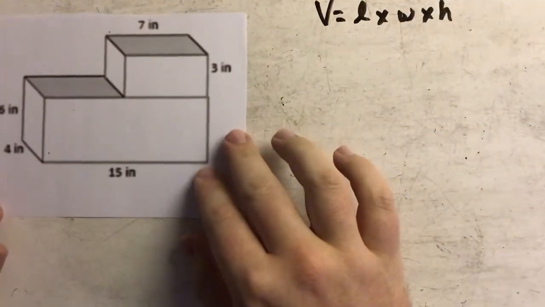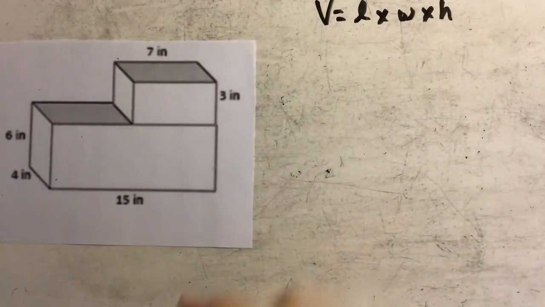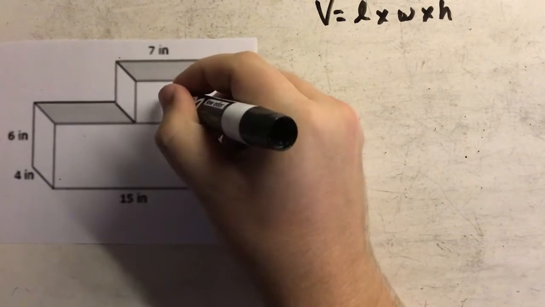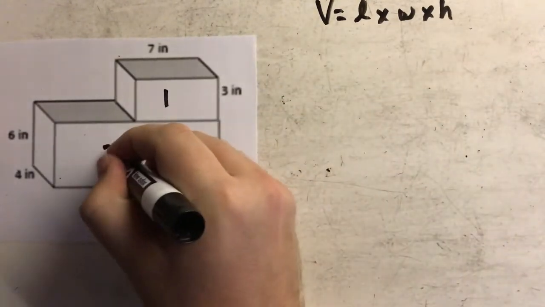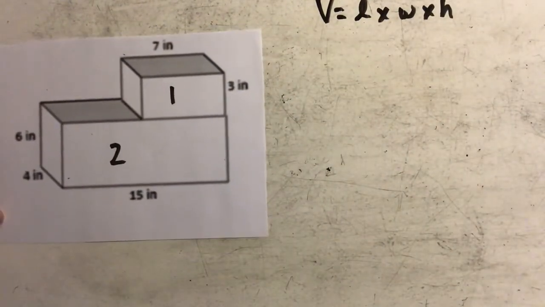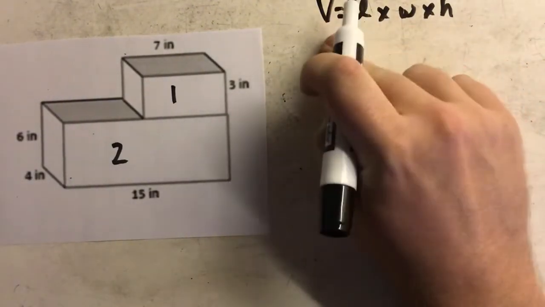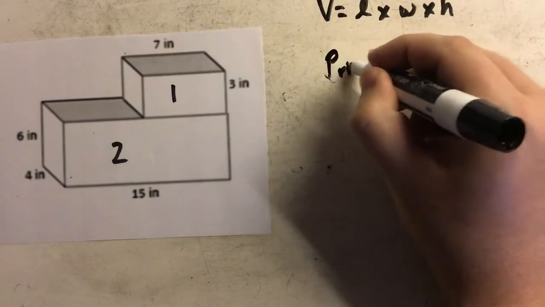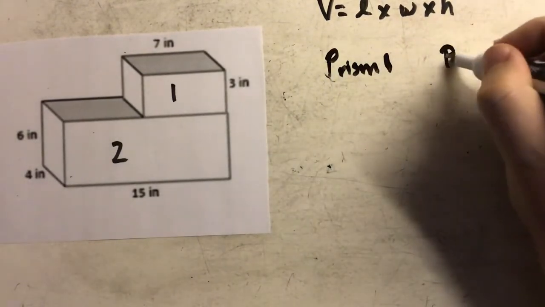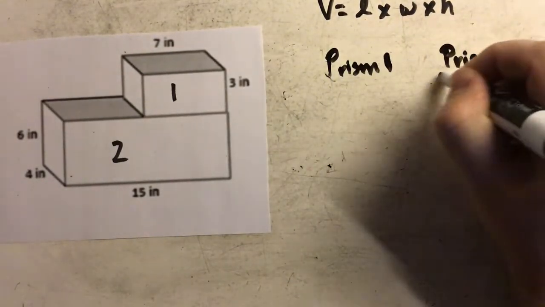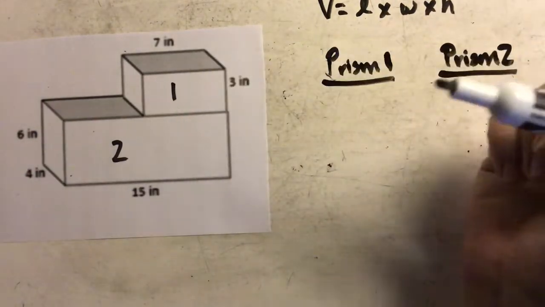In this example, we see a similar figure. Again, I'm going to go ahead and identify this as prism 1, and this is prism 2. And as I start collecting my lengths over here, I'll say that this is for prism 1, and this is for prism 2. Okay, we'll start with prism 1.